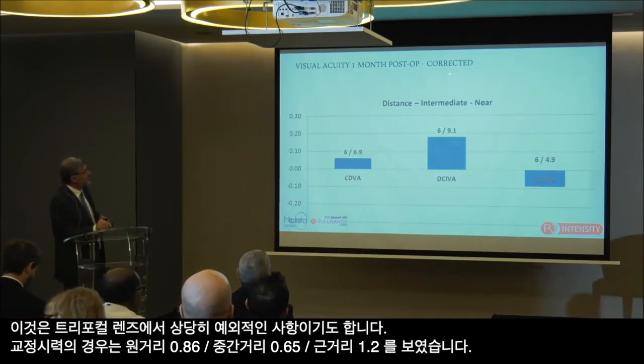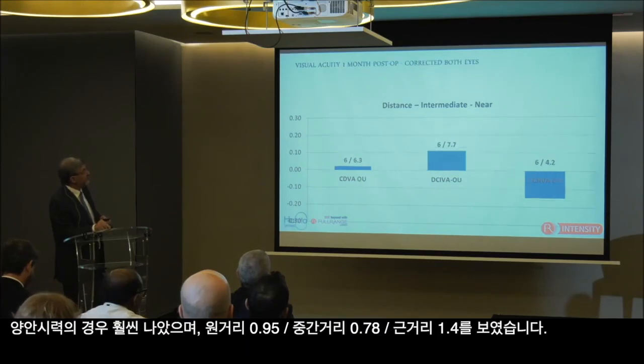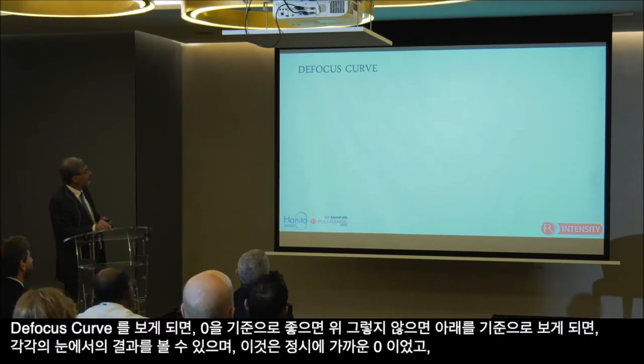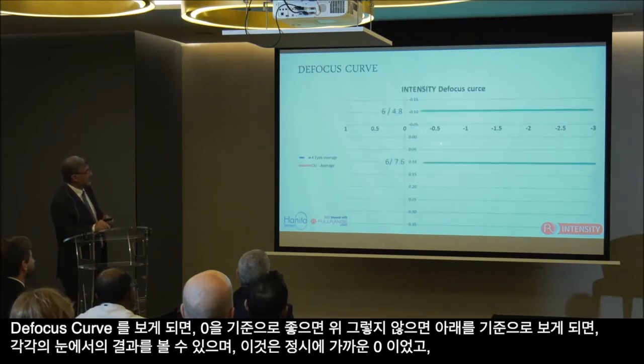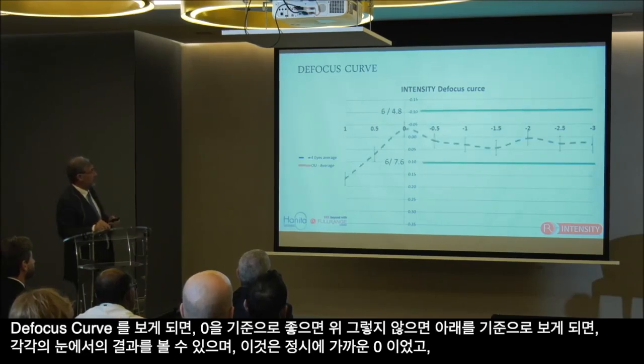The corrected visual acuity is 0.6, 0.9, and 0.5 for the near. And for both eyes open, the results are even better: 0.6, 0.75, and better than 0.6, 0.5 for the near vision. As for the defocus curve, the focus is around the 0. Better is up and worse is down. For each individual eye, we can see that the results were about 0, almost emmetropia.